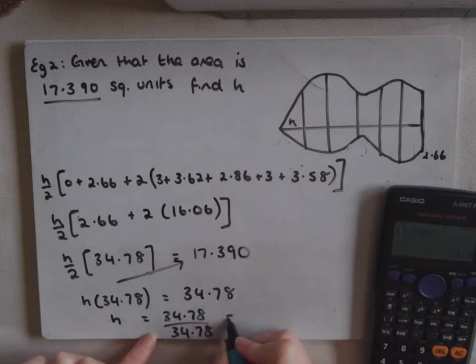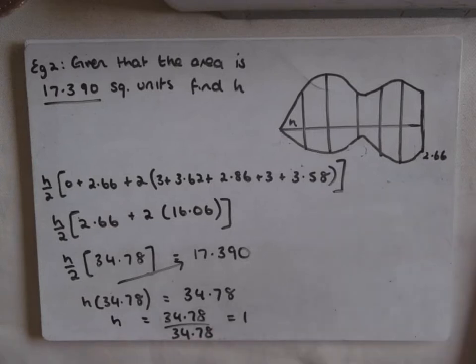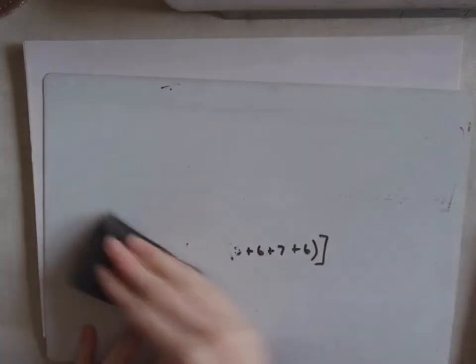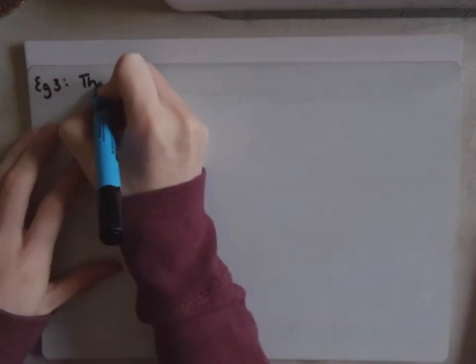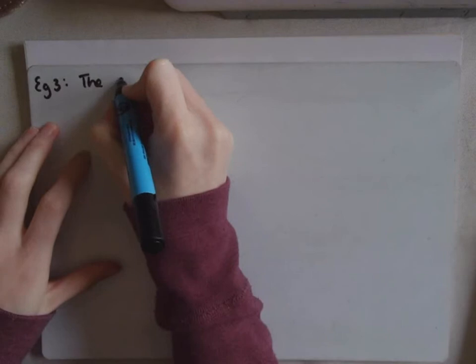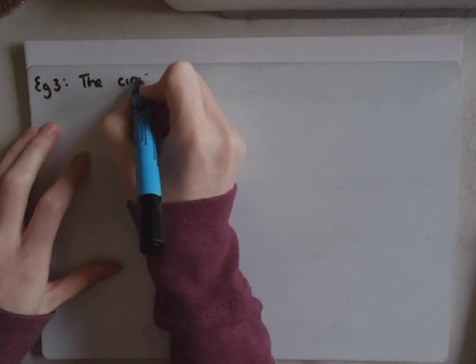If these weren't equal, you'd need to get the h on its own. This is at the top of one side, it would go to the bottom of the other, and you'd divide. Okay, so in this scenario, h is 1. Now, just going to do a third example.